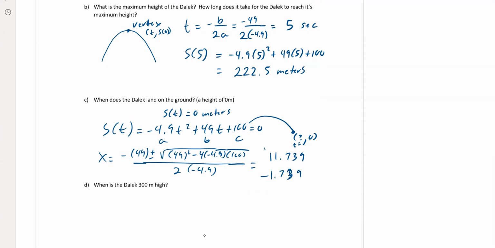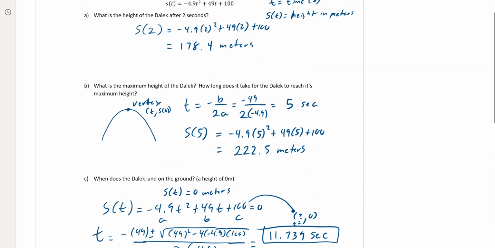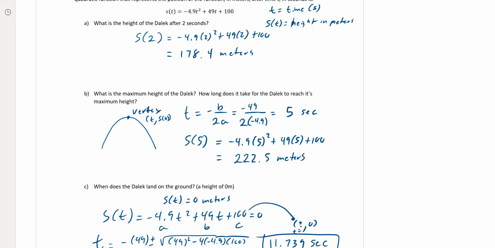And since we have no time travel yet, at least in reverse, there is time travel forward, but not backwards. We know to eliminate this one right here and to keep this one. And so we still need time. I need to get rid of that x because it's not an x, it's a t. And we say t equals 11.739 seconds.